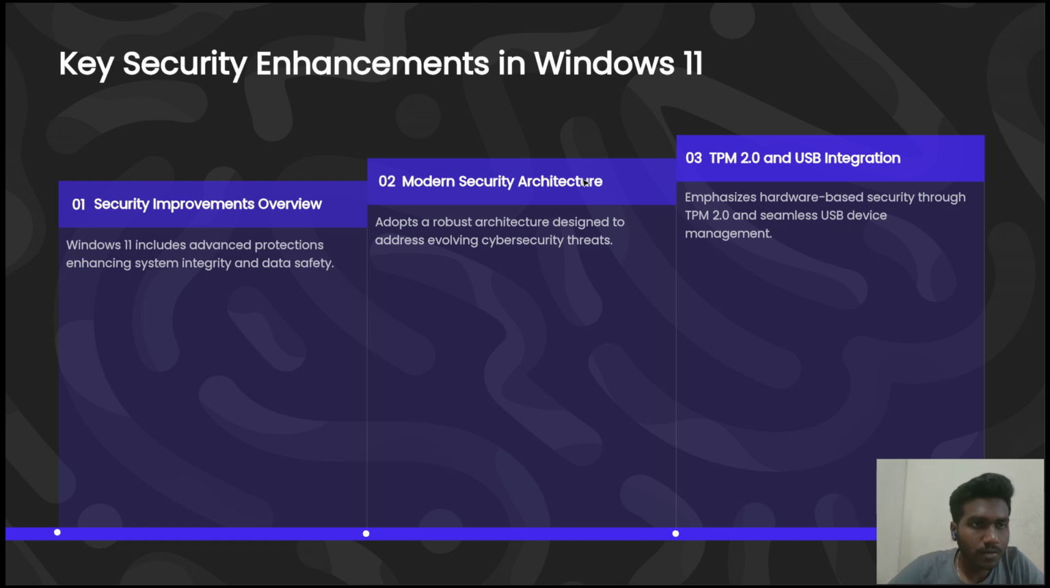Here, the first topic is security improvements overview. Windows 11 includes advanced protection, enhancing system integrity and data safety. And later, modern security architecture adopts a robust architecture designed to address evolving cybersecurity threats. And third is TPM 2.0 and UBS integration, which emphasizes hardware-based security through TPM 2.0 and seamless device management.